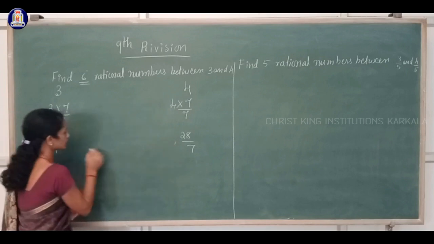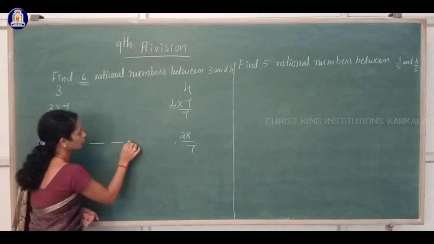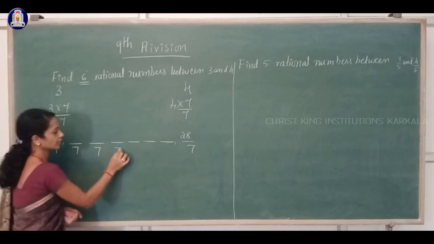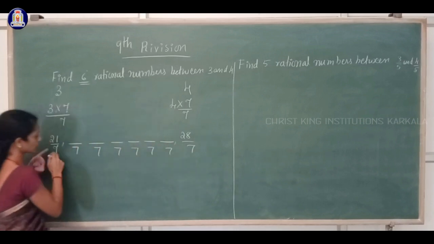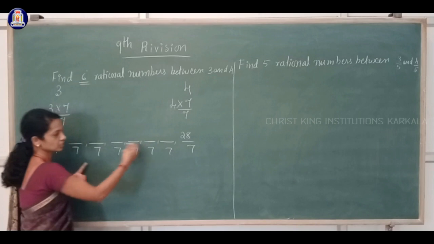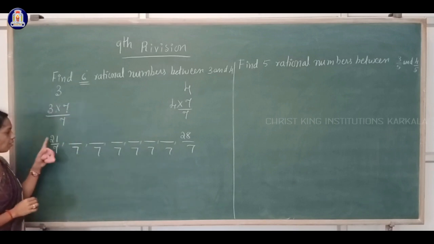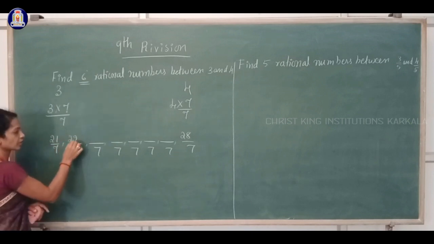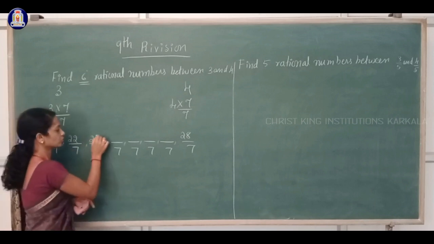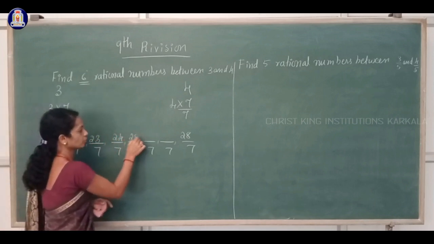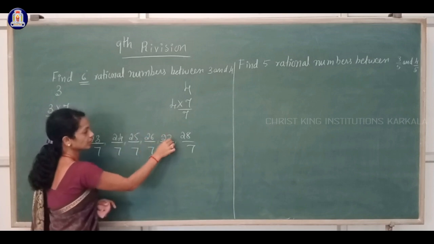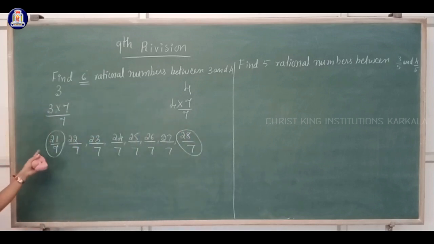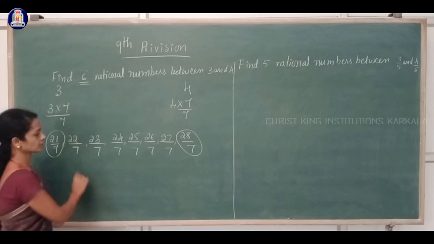Now easily you can write 6 rational numbers: 1, 2, 3, 4, 5, 6. In all these 6 rational numbers, you have to write the same denominator. First and last have denominator 7, right? So for each rational number you write denominator 7. After that, you increase the numerator by 1. After 21, what is the next natural number? 22. After 22, next 23, 24, 25, 26, 27, and 28 by 7 is 4, and 21 by 7 is 3. Like this you have to find 6 rational numbers.